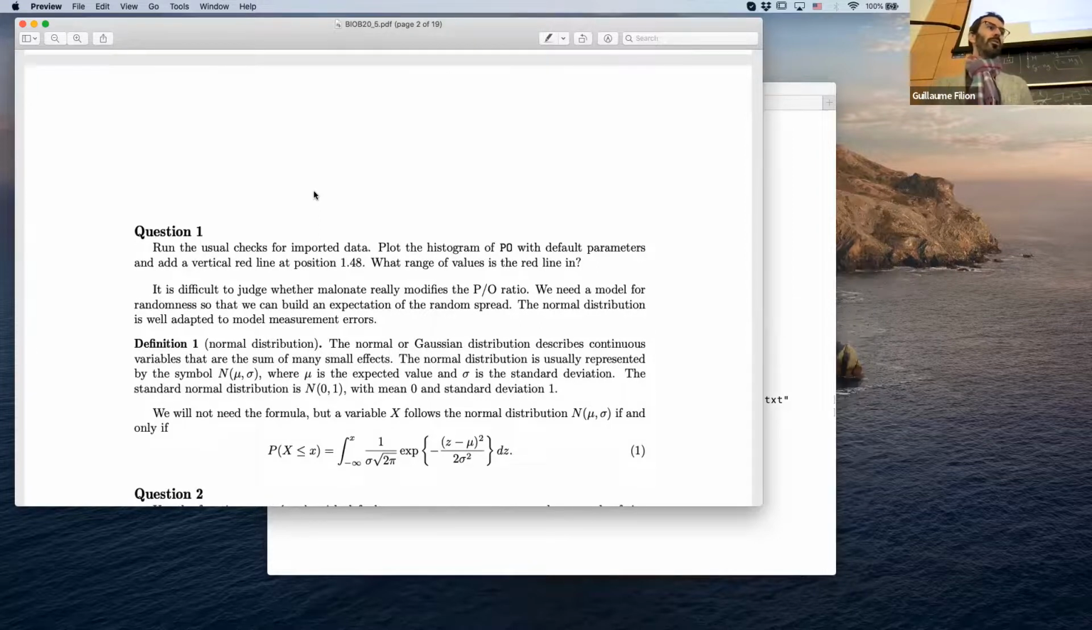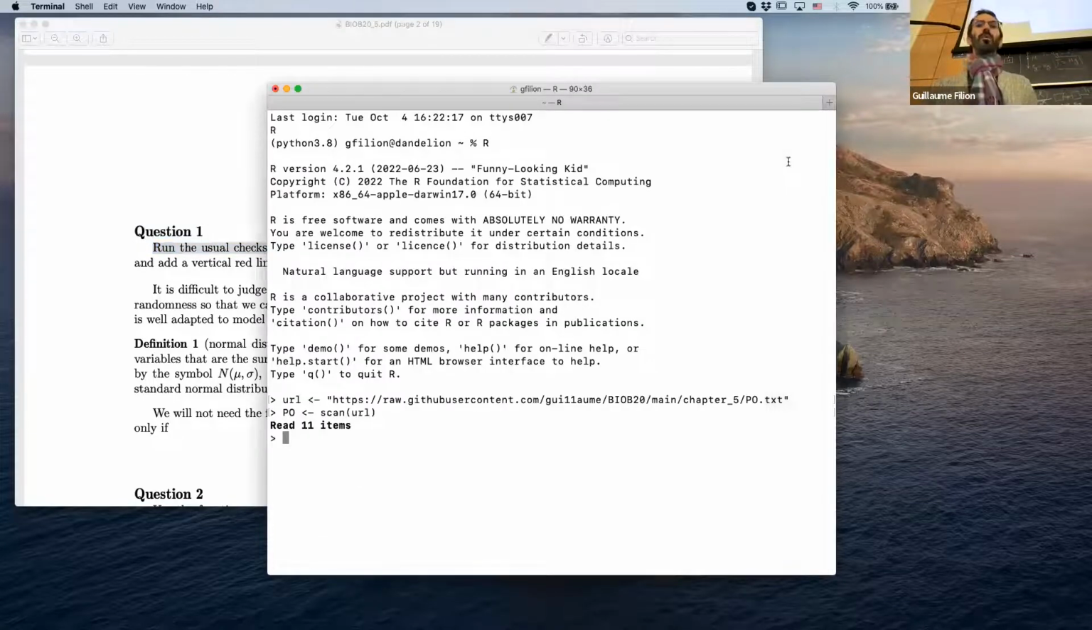Question 1: run the usual checks for imported data, plot the histogram of PO with default parameters, and add a vertical red line at position 1.48. What range of values is the red line in? So first, run the usual checks for imported data. What is the thing I have to do all the time when I import data? Very first thing I do always.